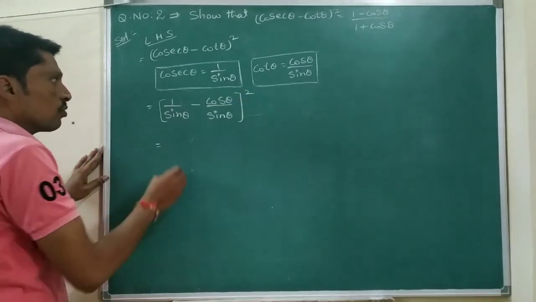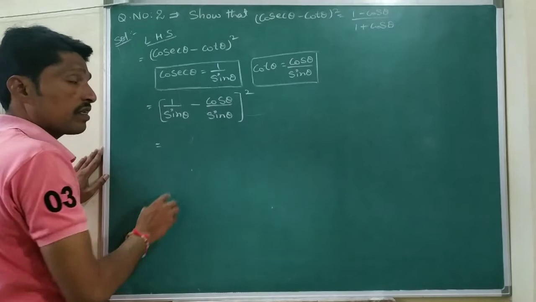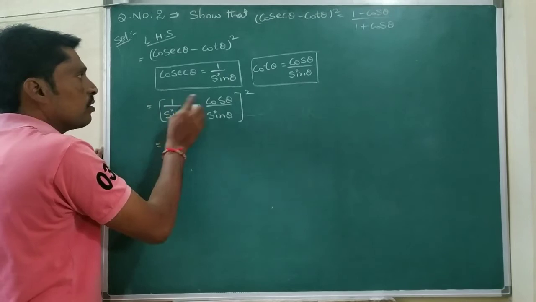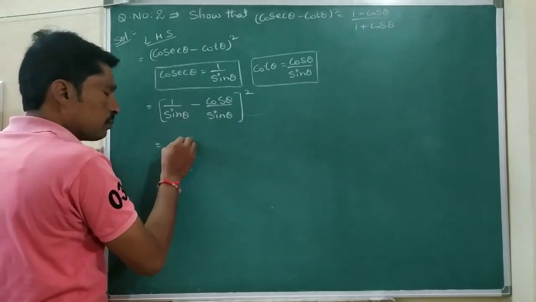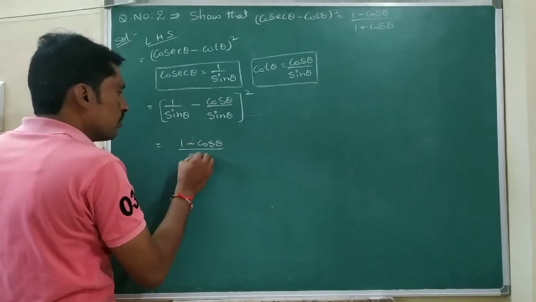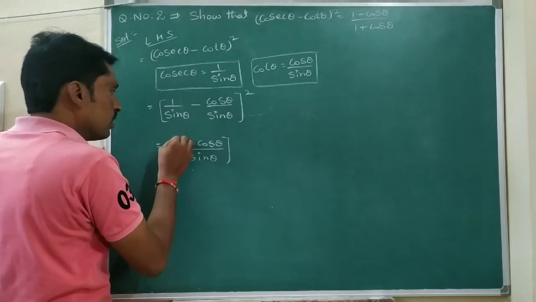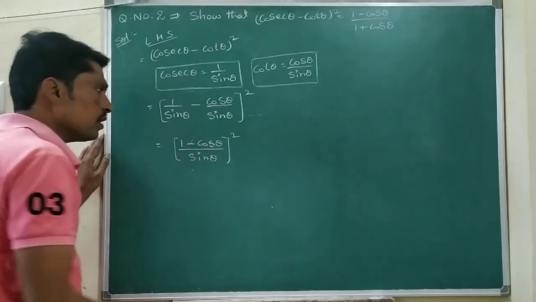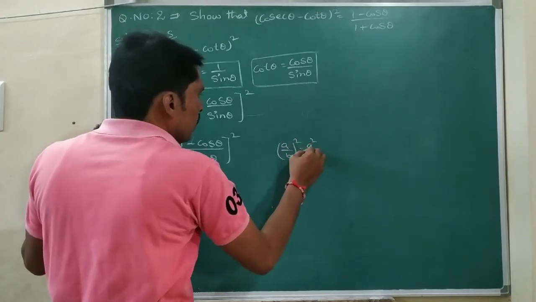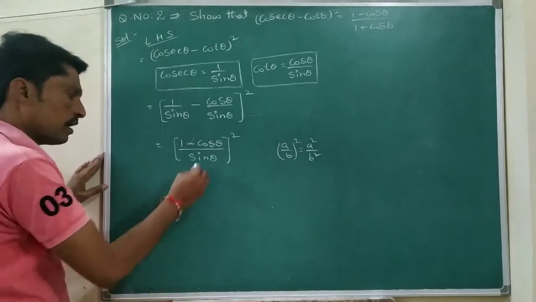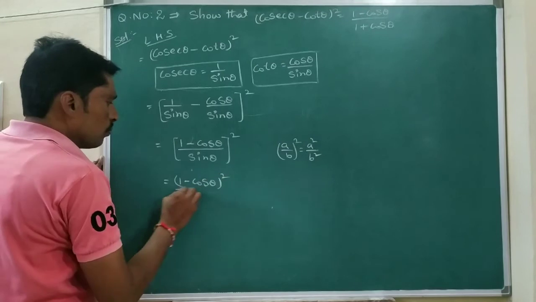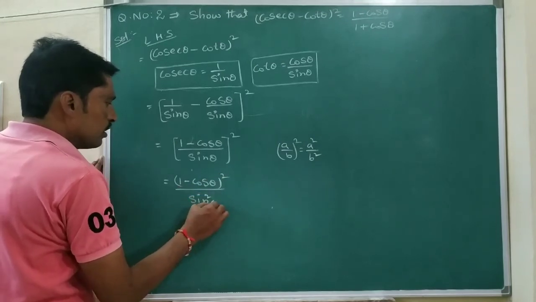That equals, so here the denominators are equal, here sin theta, here also sin theta. So with the minus symbol, we can directly take the minus. Subtraction means we can write 1 minus cos theta by sin theta. Otherwise we take the LCM, and we get the same step. For example, if a by b whole square is there, how do we write it? a square by b square. Like that only I am writing now: (1 minus cos theta) whole square by sin square theta.